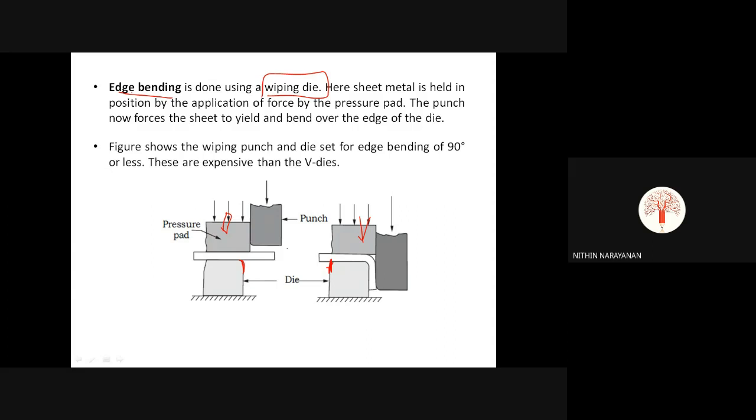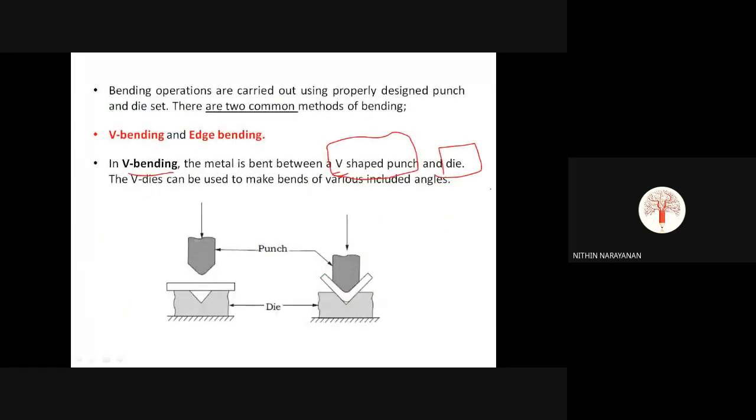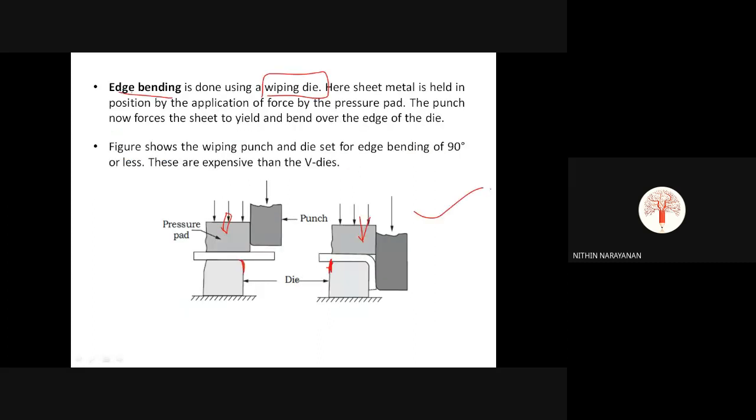The punch and die set for 90 degree bending is what is shown in this figure. So we can bend it for any angle. Different whipping dies are used for that. So there are two types of bending. We looked at what bending is and the bend allowance equation. There are two methods of bending, that is V bending and edge bending. In V bending, we are using a punch and die which are V-shaped. In the case of edge bending, we are using a special type of die called a whipping die. Whipping dies of different angles are available. So the figure shows the edge bending of 90 degree or less.